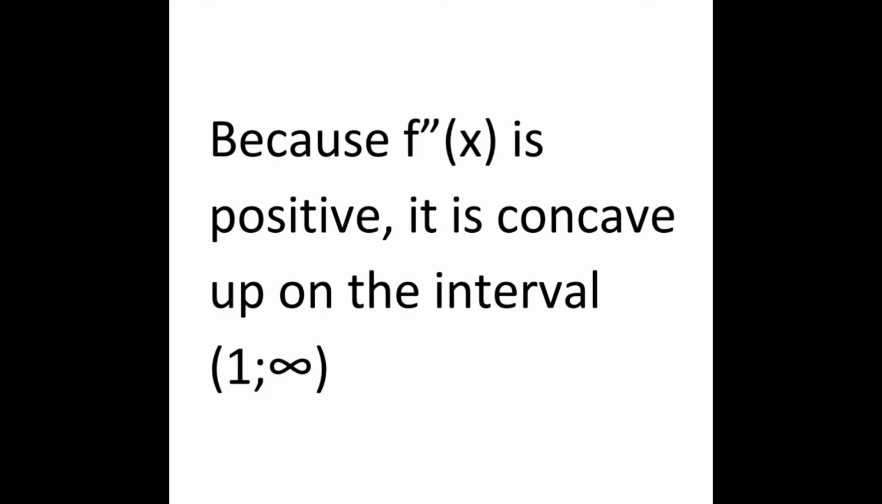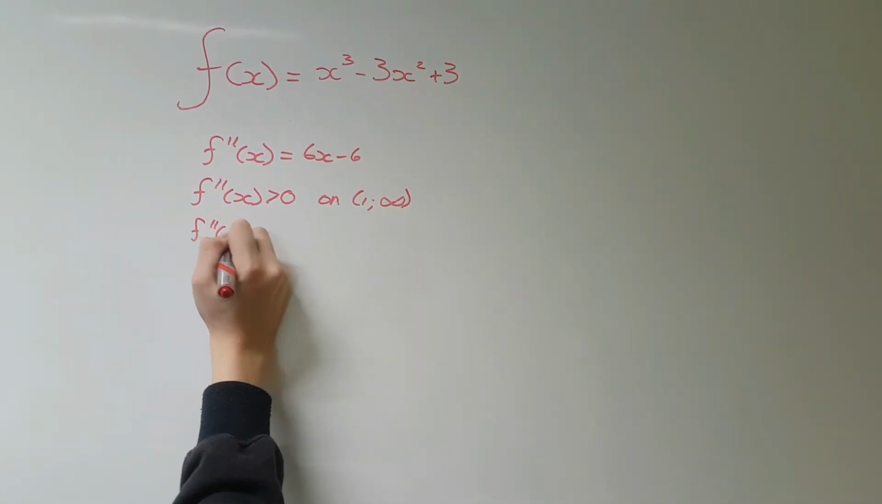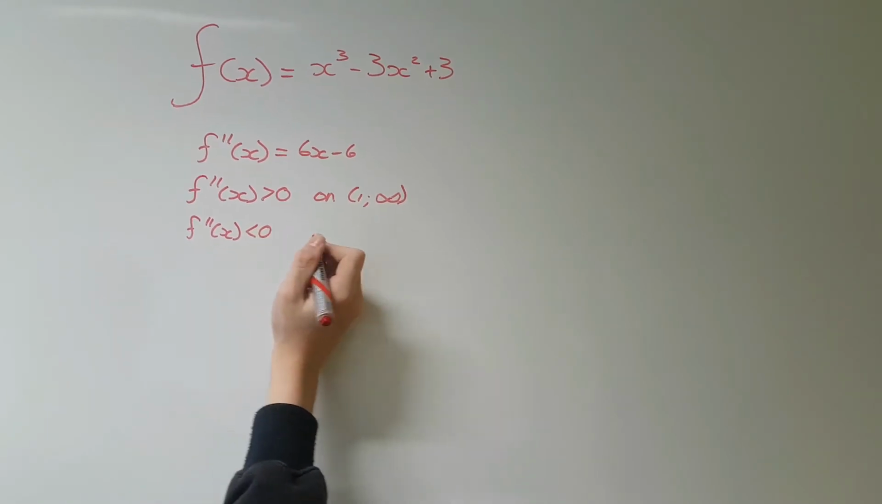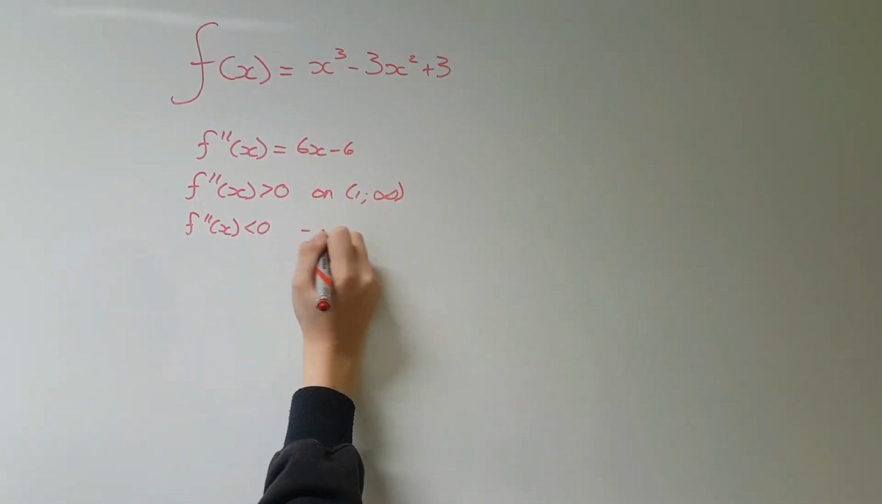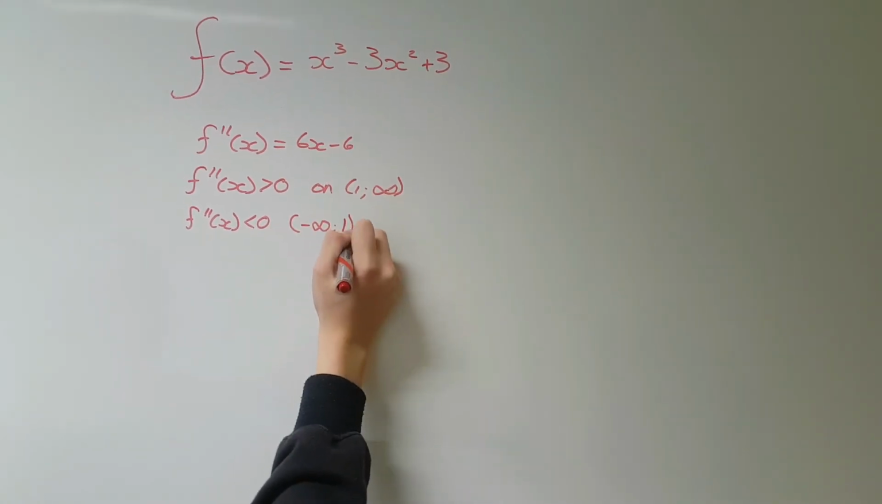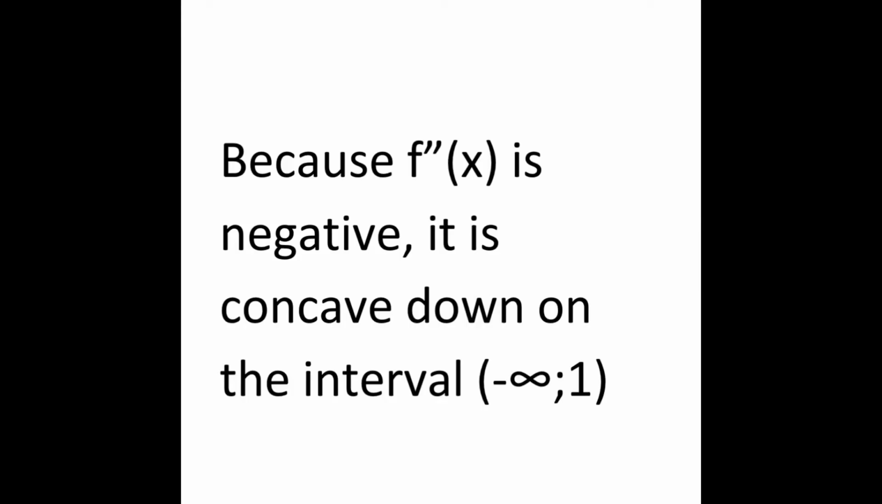And f double prime of x is smaller than 0 on negative infinity to 1. Because f double prime of x is negative, it is concave down on the interval negative infinity to 1.